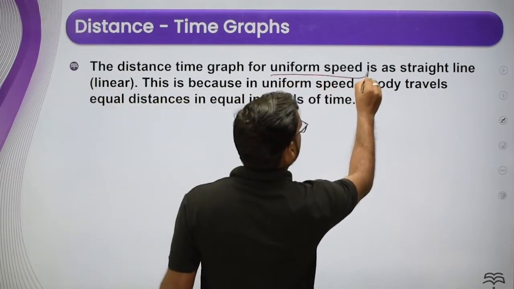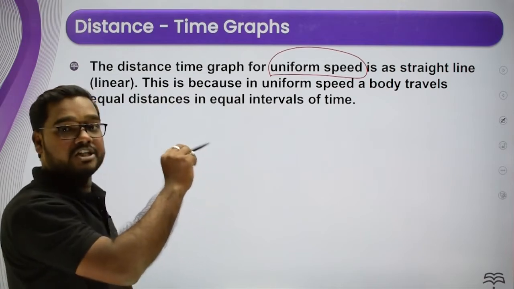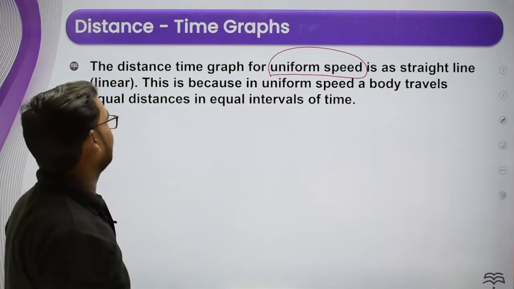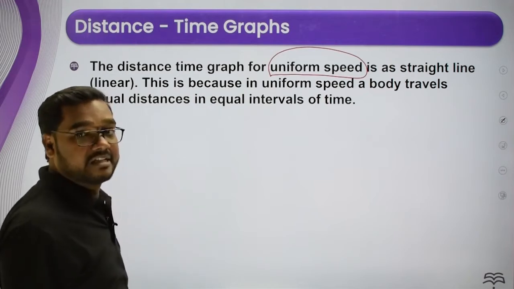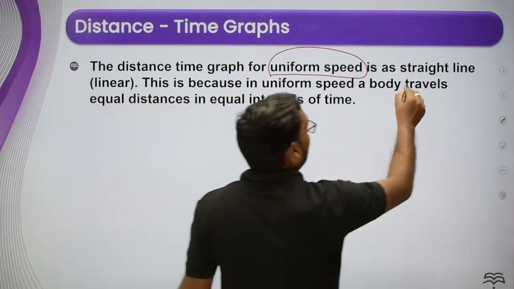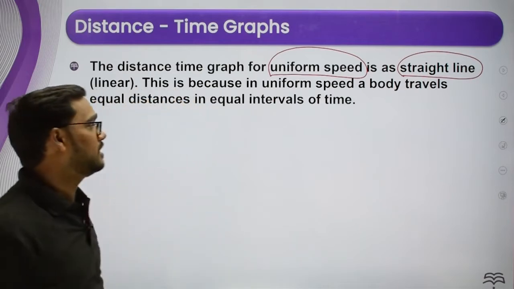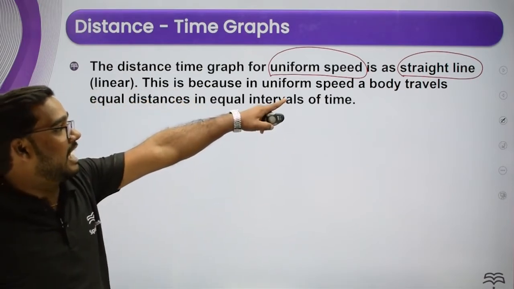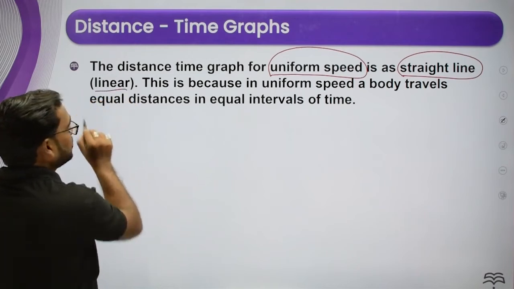Now you can focus here, uniform speed. That means change in velocity is equal in equal time interval. If you want to draw the graph of uniform speed, which type of graph will you get? That is a straight line. That is linear.